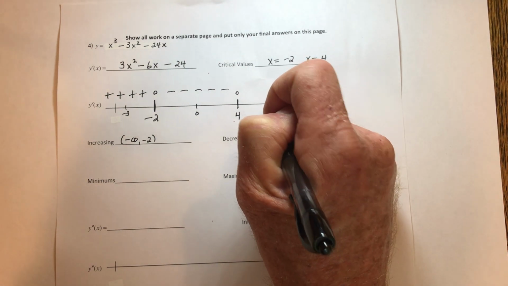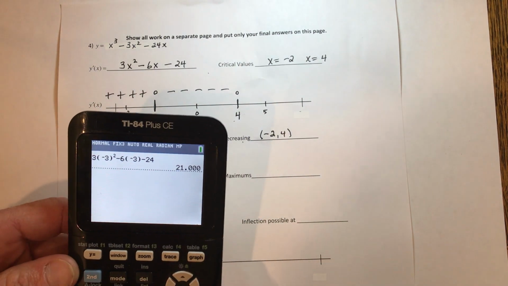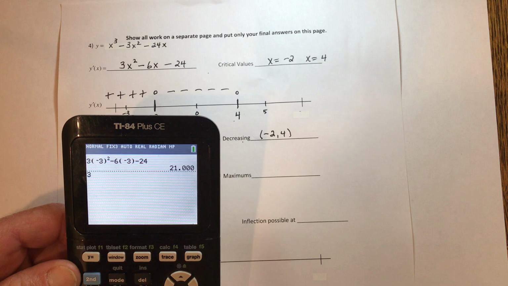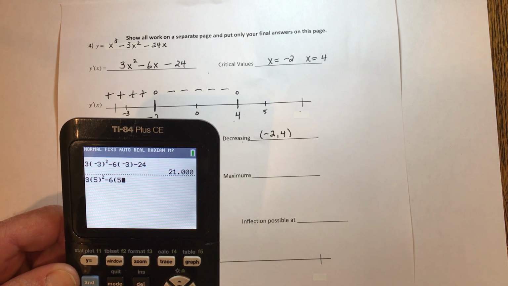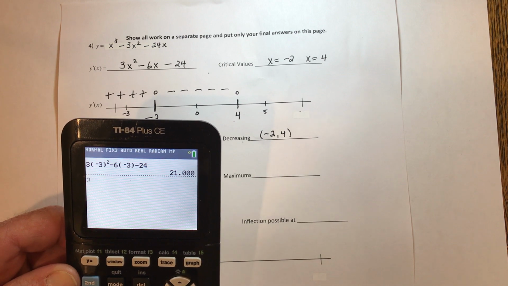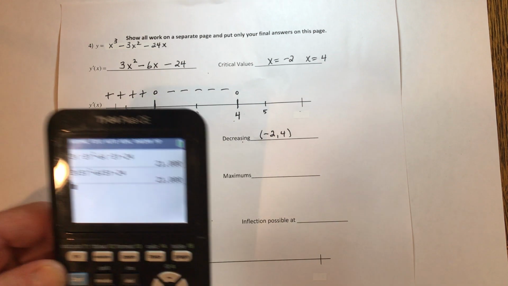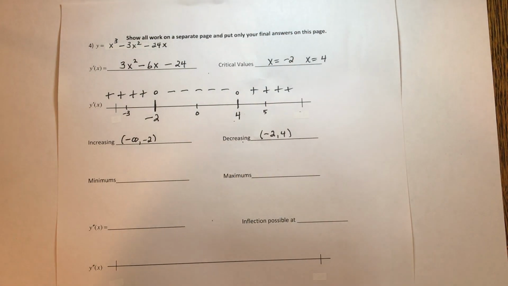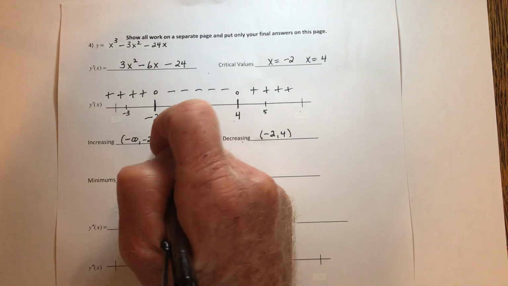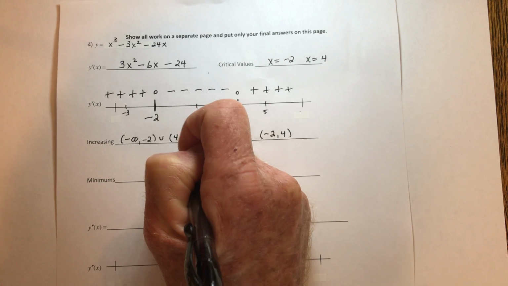And then pick a number over here like 5 and plug it into the derivative. So 3 times a 5 gets squared, minus 6 times 5, minus 24. That, oh, what a strange coincidence. That is a positive. So this side is positive. And then that means that it's increasing. So also increasing from 4 to infinity.